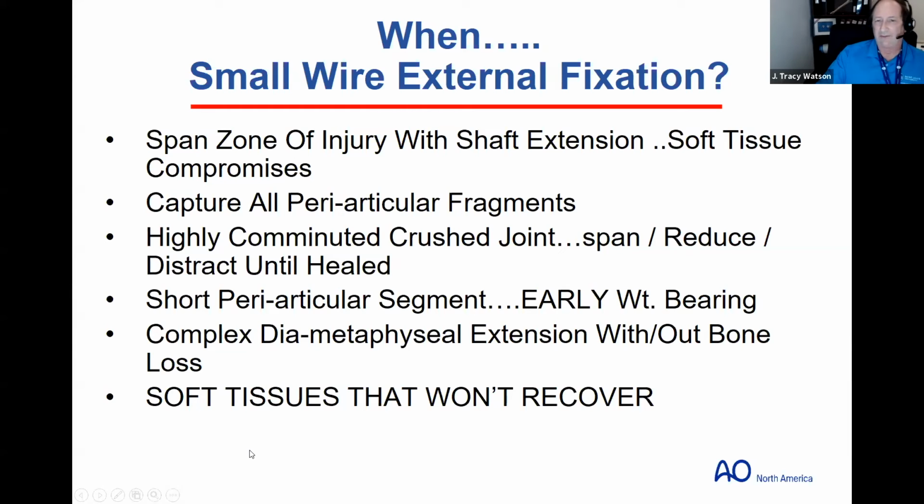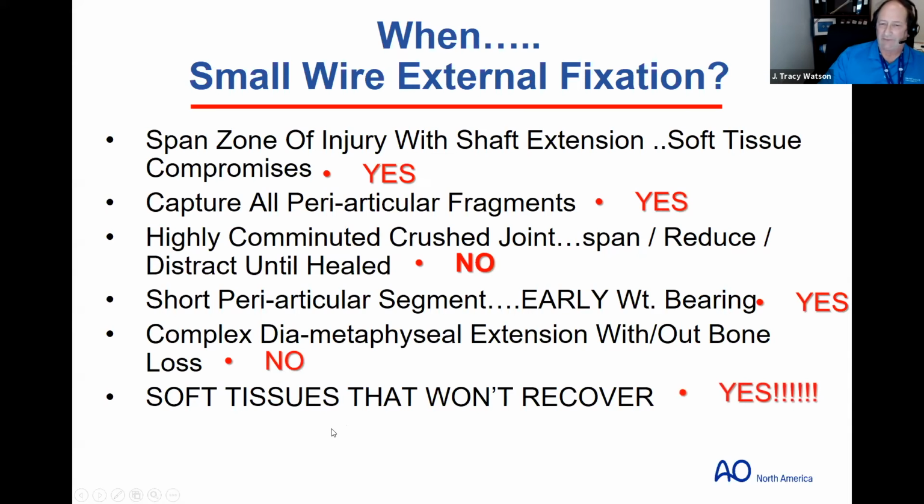So going through your algorithm again, soft tissue compromise, yes. Fairly small periarticular fragments, yes. The joint wasn't bad. So if the soft tissues were okay, you certainly could have put a plate, could have put a nail, you could do anything you want, but because the soft tissues were so bad, this really limited you. Short segment fracture, yes, we want to start early weight bearing. Diametaphyseal extension, no, so we don't really have to span anything, but soft tissues that won't ever recover, yes. So again, that leads you down the primrose path to putting a frame on.